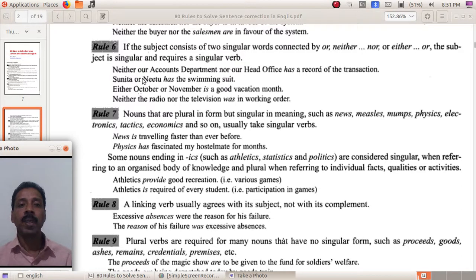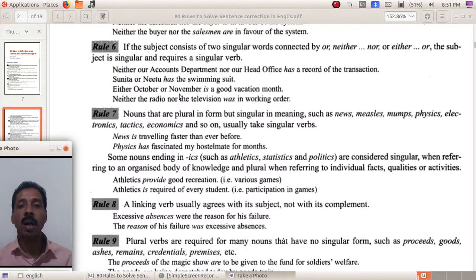See, neither our accounts department nor our head office has, because two singular words, two singular nouns, are there, connected using neither nor. So the verb also should be singular. Sunita or Neetu has the swimming suit. So here also or, two singular nouns connected using or, so the verb is singular.